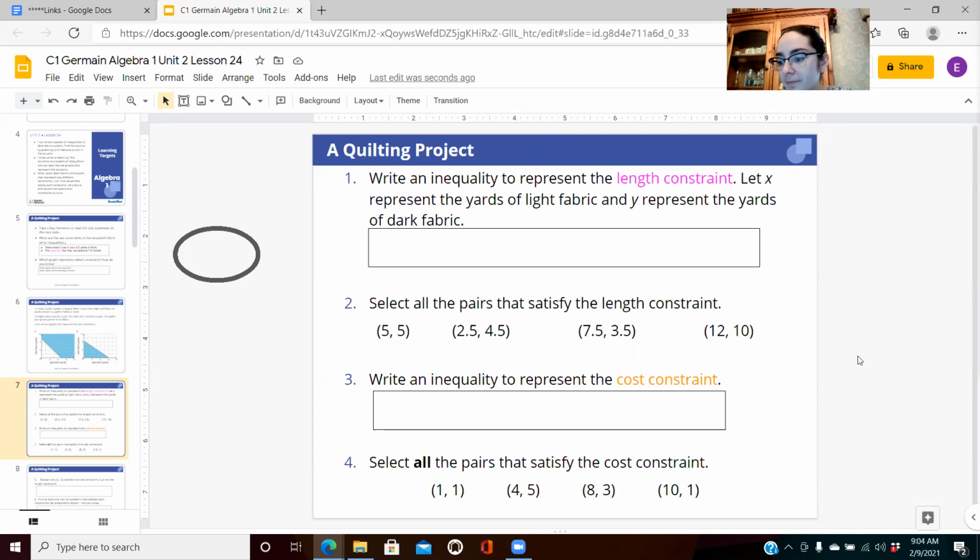Nice job, Kyle Kelly. I would test that 8-3 again. I don't think 8-3 when you plug it in is going to be a solution.